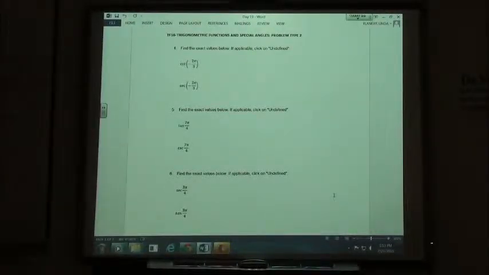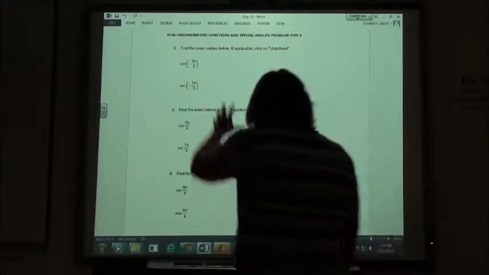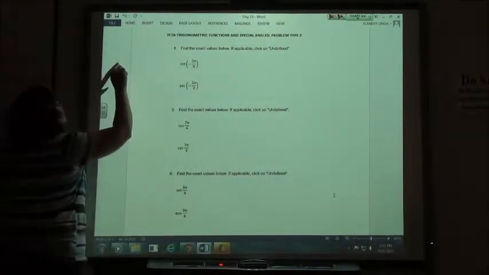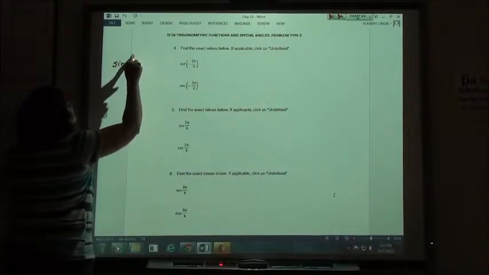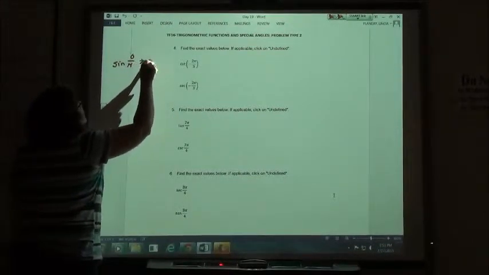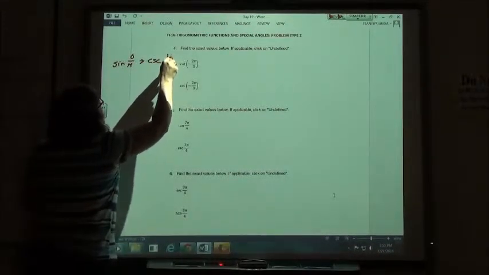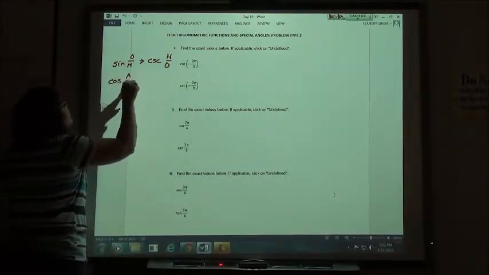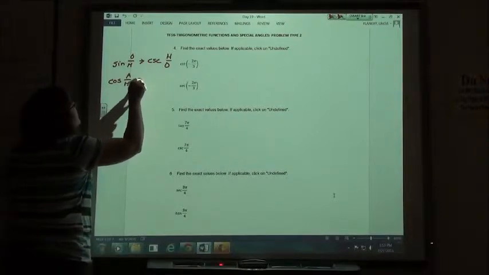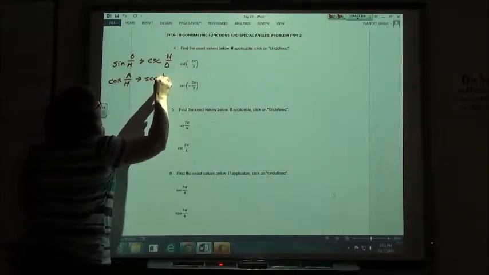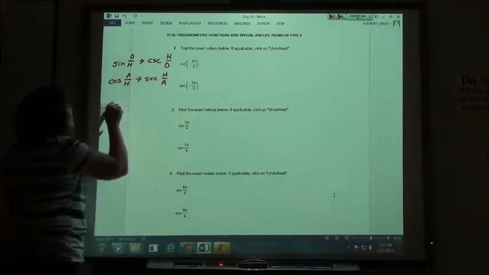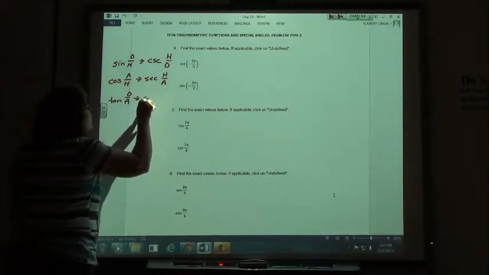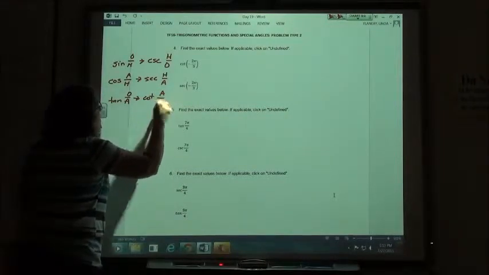Okay, 4, 5, and 6, we're finding the exact values of the angles given below. And again, so first of all, the sine is the opposite over the hypotenuse. The cosecant is the hypotenuse over the opposite. The cosine is the adjacent over the hypotenuse. The secant is the hypotenuse over adjacent. Tangent, opposite over adjacent. Cotangent, adjacent over opposite.